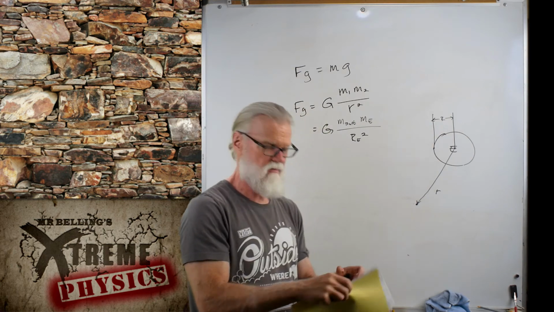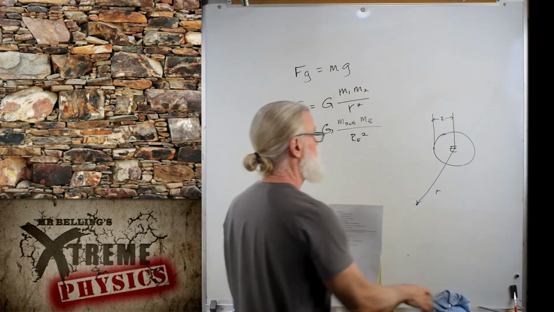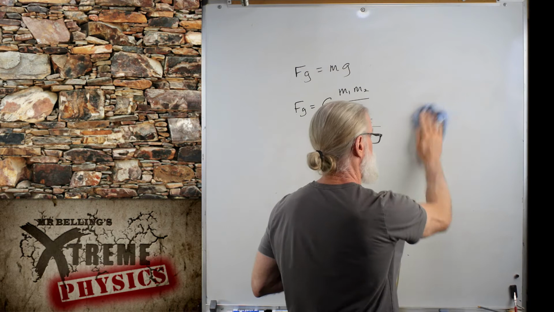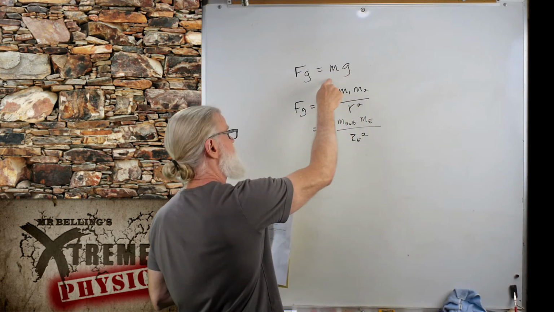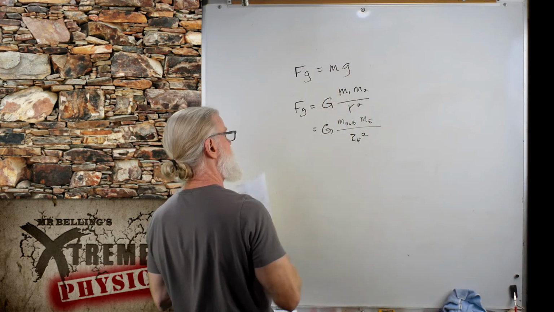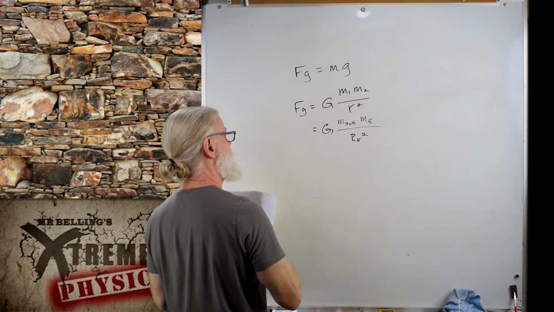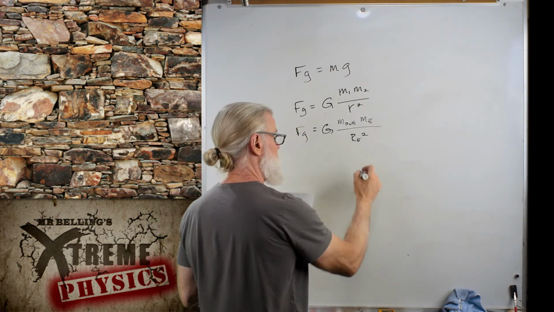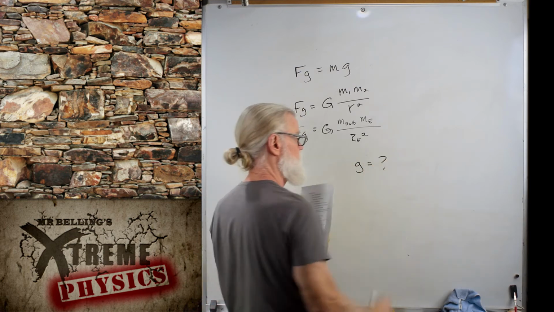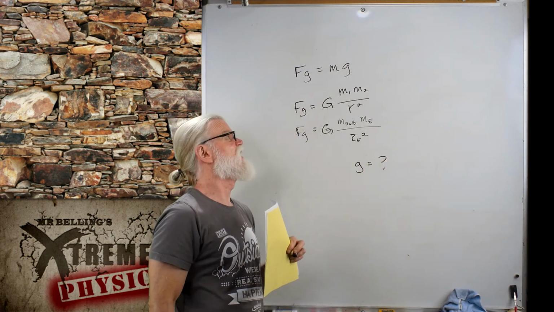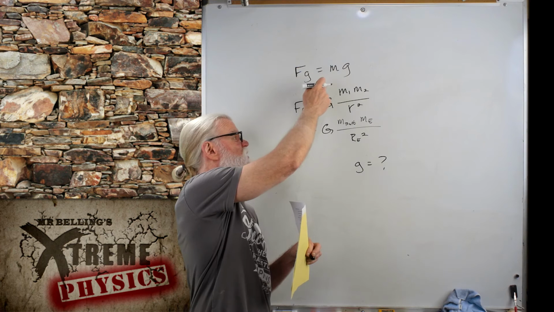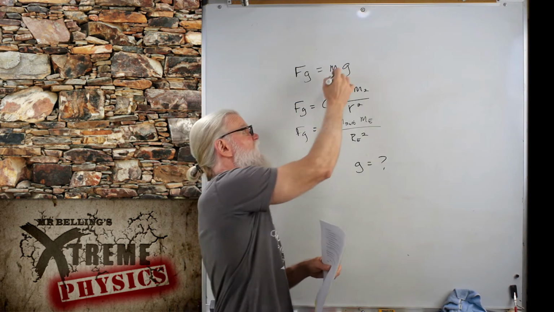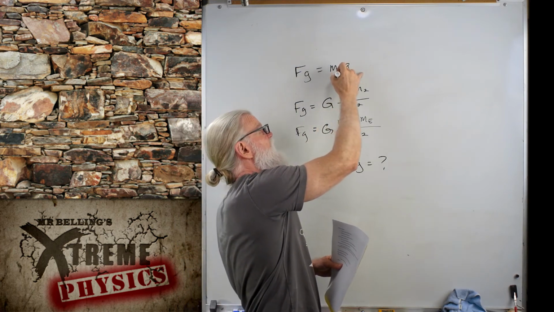So this is what you want to do. If this is true, and this is true, what's g? If that's true, and that's true, in this case, this would be the mass of the battery.